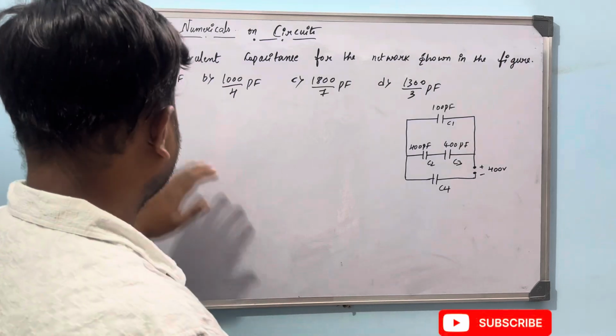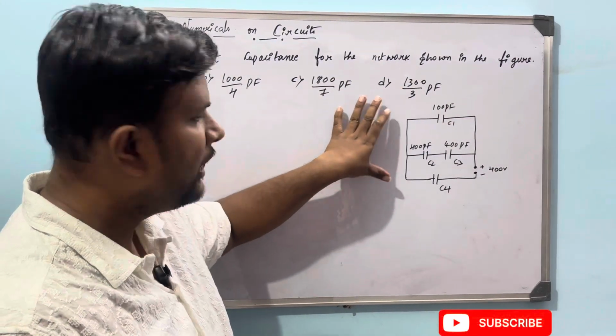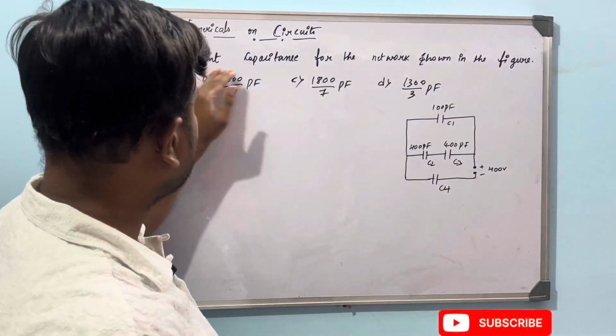So see now, the next numerical is the equivalent capacitance for the network as shown in the figure. Here they have given the circuit diagram. For this circuit diagram we need to calculate what is the equivalent capacitance.